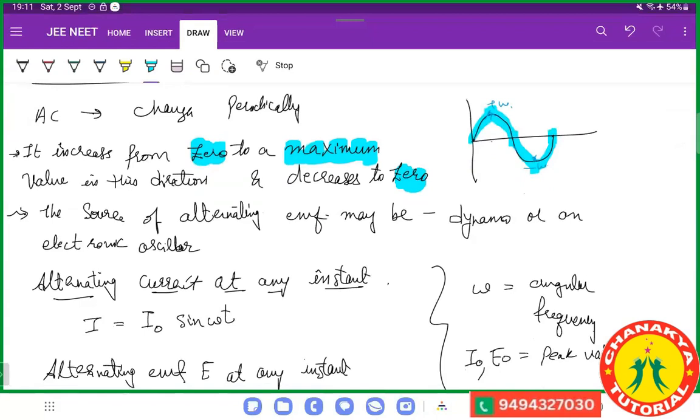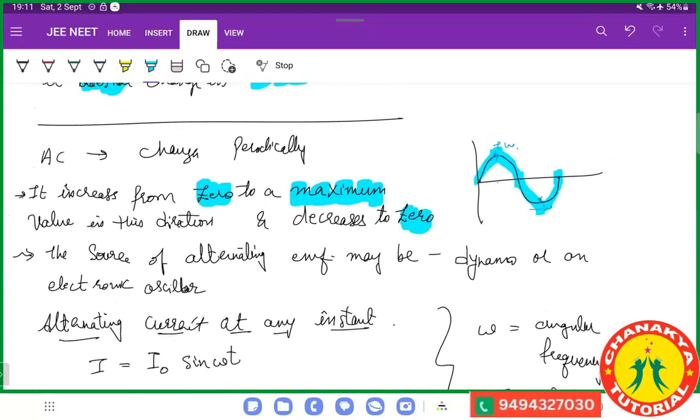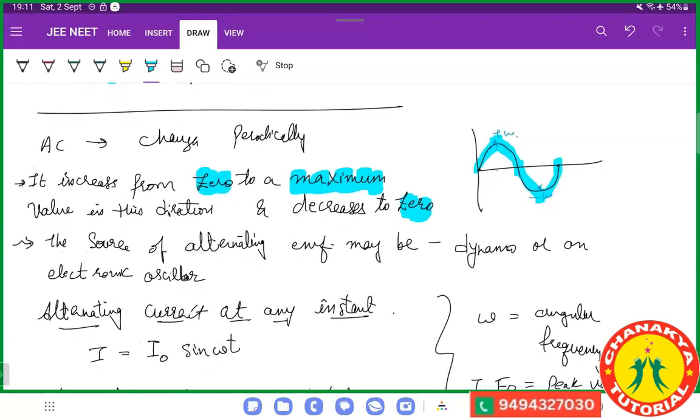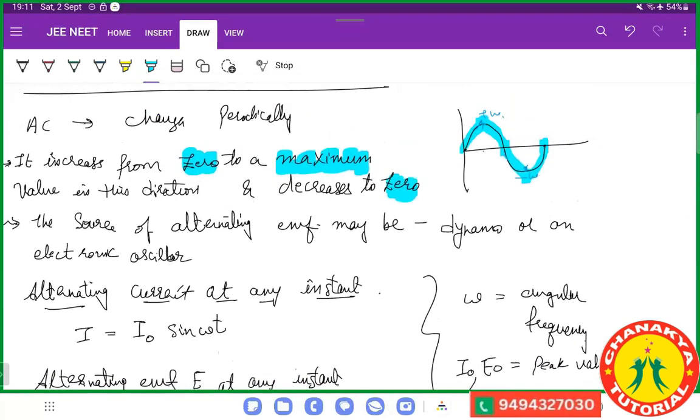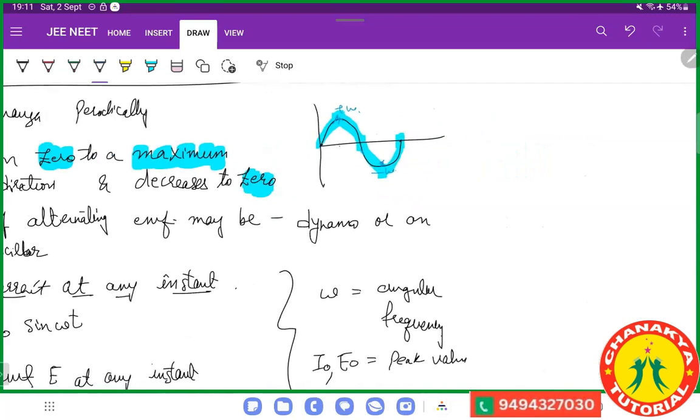Okay. So that is what alternating current is. Now this curve we will denote as a sine curve, if you know sine.